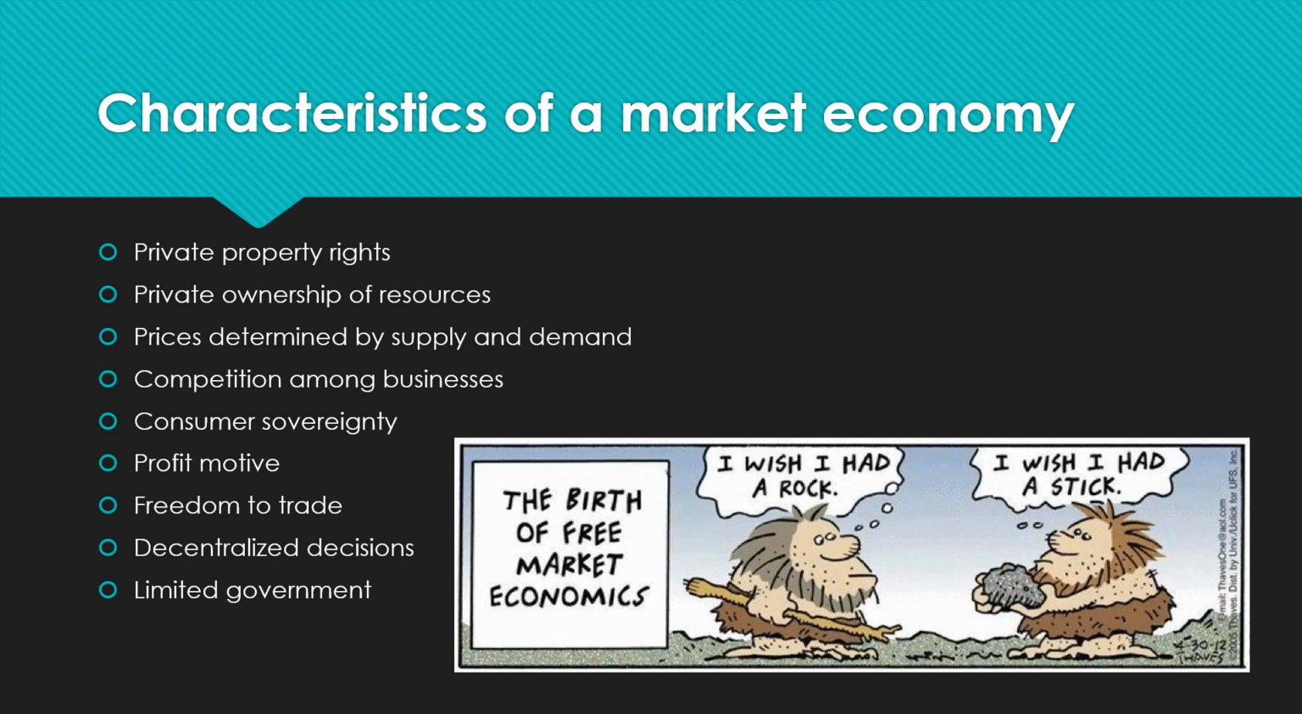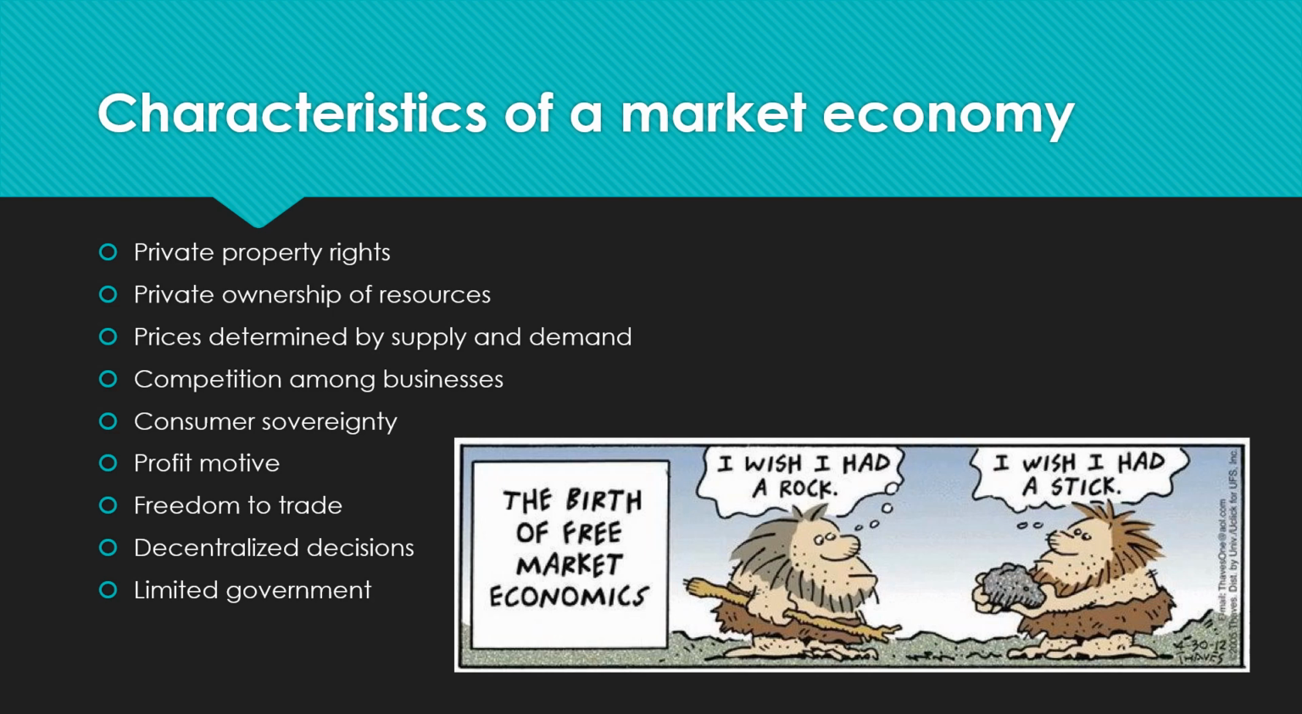So you can try your best to make money using those resources, and prices are determined by supply and demand, which obviously will be a huge component of this course. Competition, again, something that we'll talk about a lot throughout this year, is something that businesses competing for people's business causes prices to be lower.